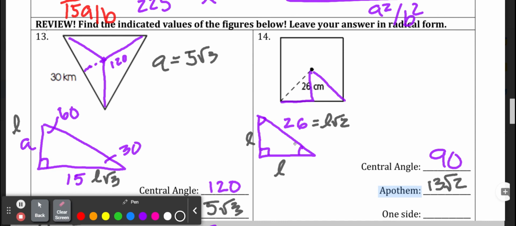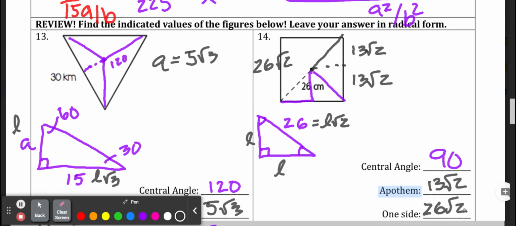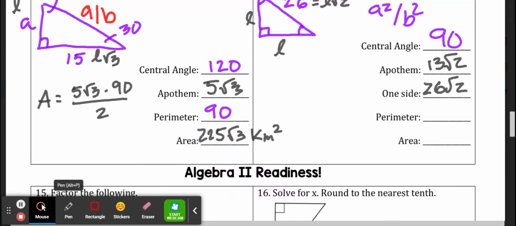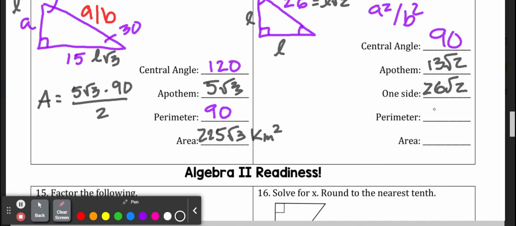And then my one side, so this one side right here, this is 13 rad 2, and this is 13 rad 2. So a total length of 26 rad 2. So one side is equal to 26 rad 2. Now with all this information, we'll be able to solve the rest. So the perimeter is that times 4 because it's a square. So 26 times 4 is 104 rad 2.